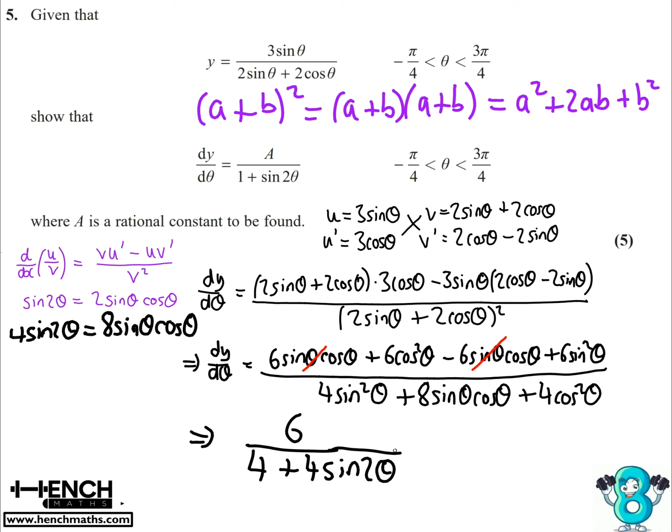Now, if we look at what it was trying to get us to show, we've got 1 plus sine 2 theta on the bottom. So if we divide everything by 4, top and bottom, 6 divided by 4 is 1.5, or 3 over 2. And this gets us 1 plus sine 2 theta on our denominator. So this implies then that A must be equal to 1.5.